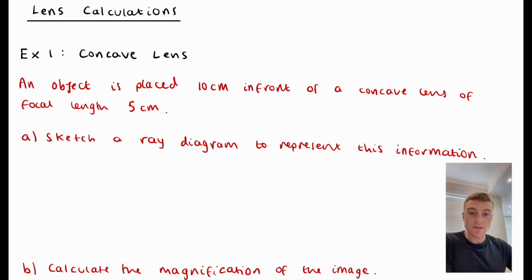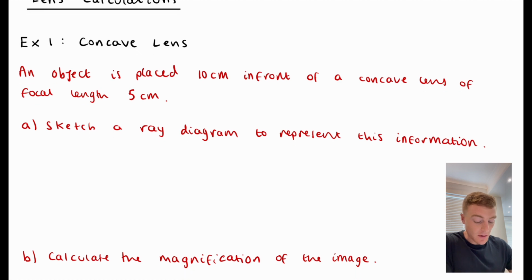Okay, so I've put together some practice questions that will help you in the exam. In a later video, we'll go through some actual past paper questions. But the question says, an object is placed 10 centimeters in front of a concave lens of focal length 5 centimeters. Sketch a ray diagram to represent this information.